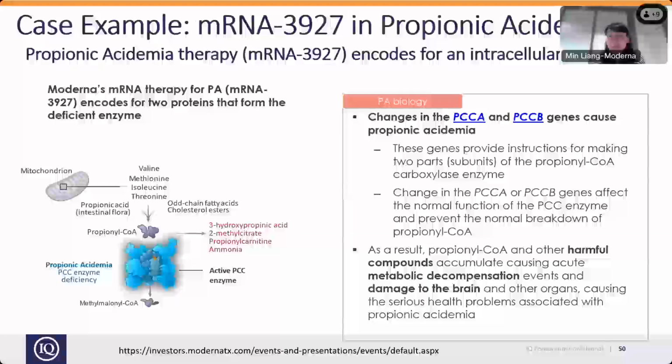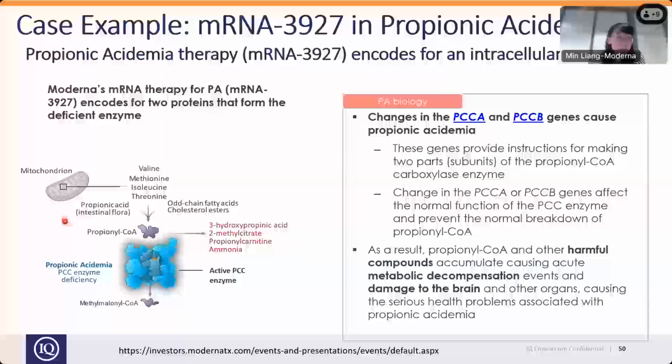Hello, everyone. My name is Min Liang. I am a pharmacometrician at Moderna. So today I'm going to share a case study to show how we're applying PK/PD modeling work on mRNA drug development.